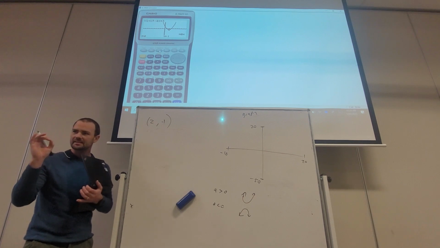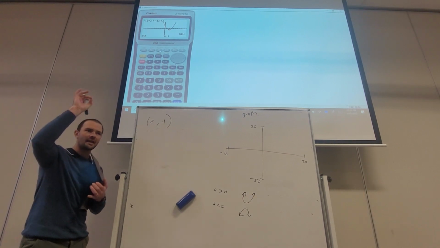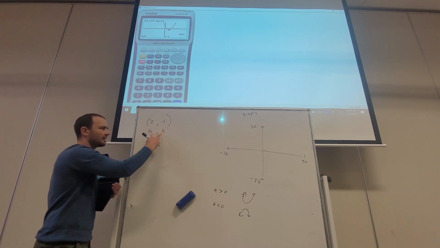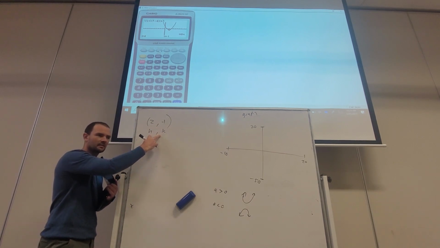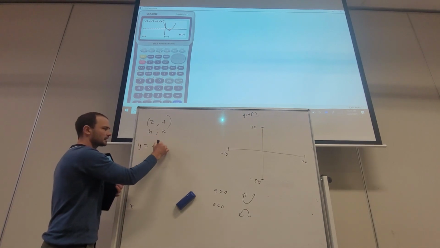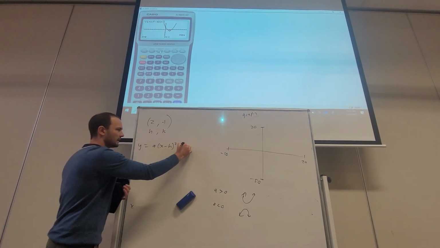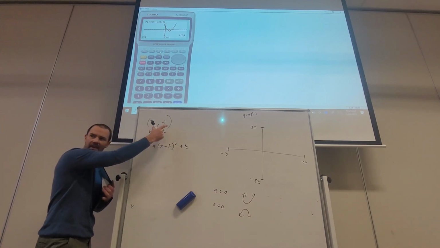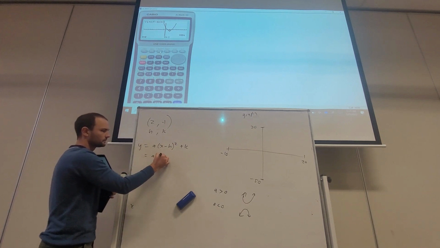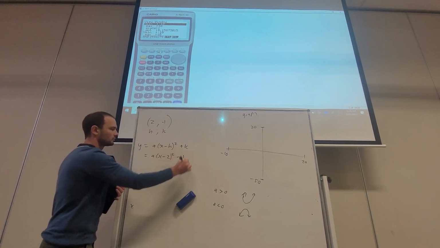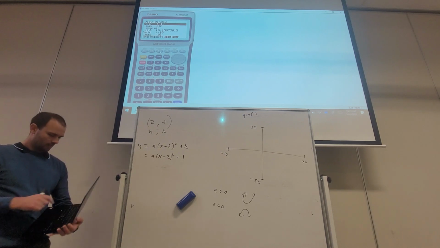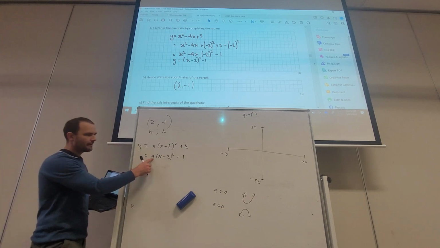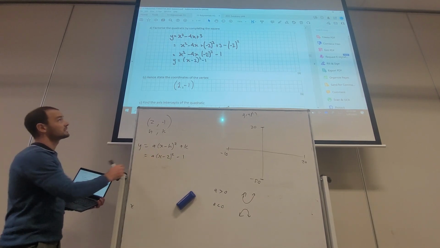Now, this can actually help you answer part A. Part A says write it in completed square form. Remember, this is (h, k). They're the coordinates of the vertex. So if this is the completed square form, (x take h) squared plus k, and you've got h and you've got k, you can go from there to here. All right?